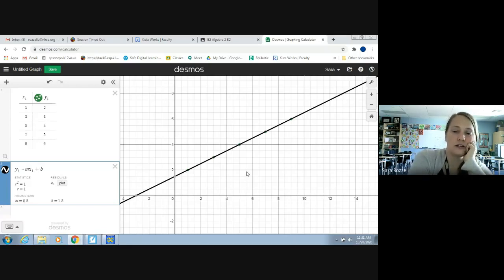And they drew the line for me, and they told me that m is 0.5 down here, and b is 1.5. Were those the same two numbers that we got when we did it in the calculator? 0.5 and 1.5? Yep, they're right here under parameters.